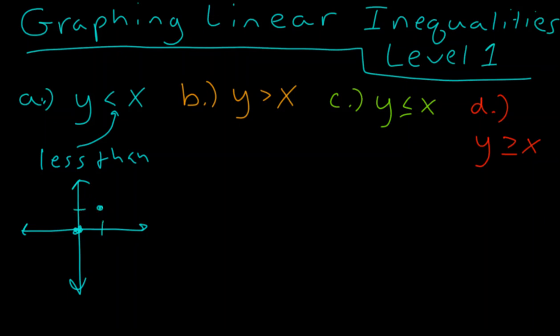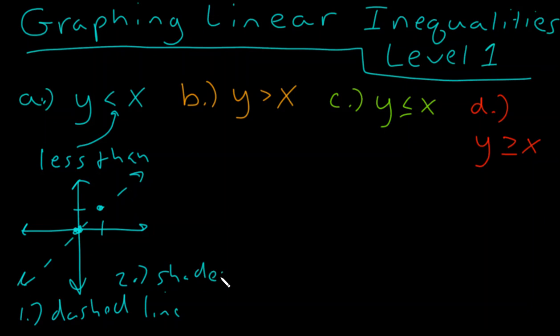Alright, but let's go ahead and talk about the properties of less than. So less than is going to be property number 1. It's going to be a dashed line. So something like this. And property number 2, it'll be shaded below. So when it's less than, we know that we're going to shade everything below that line.